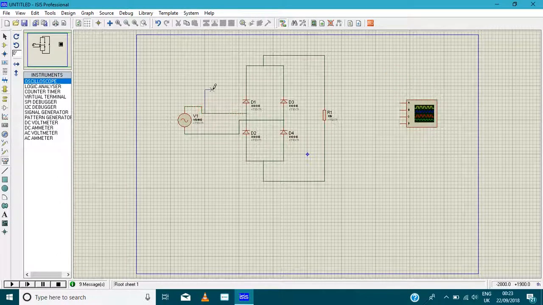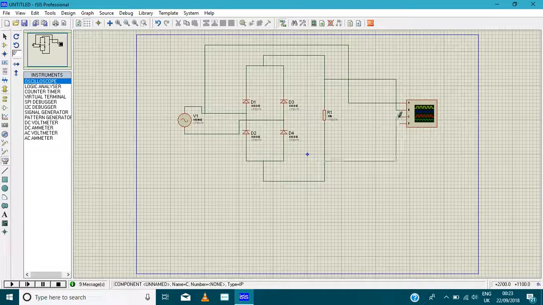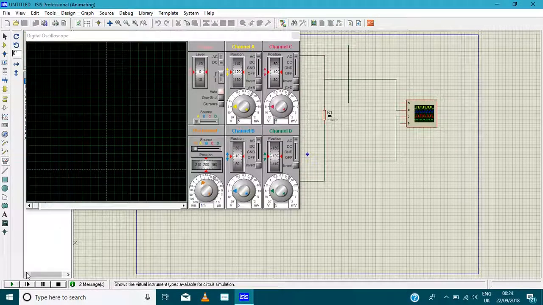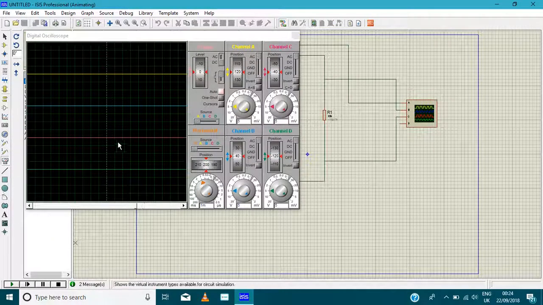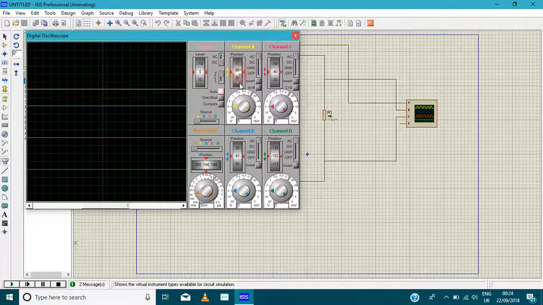So this is the input AC voltage, this is a half wave, and this is another cycle half wave. Now we will just play it and see what's going to be here. Okay, now this is showing nothing.